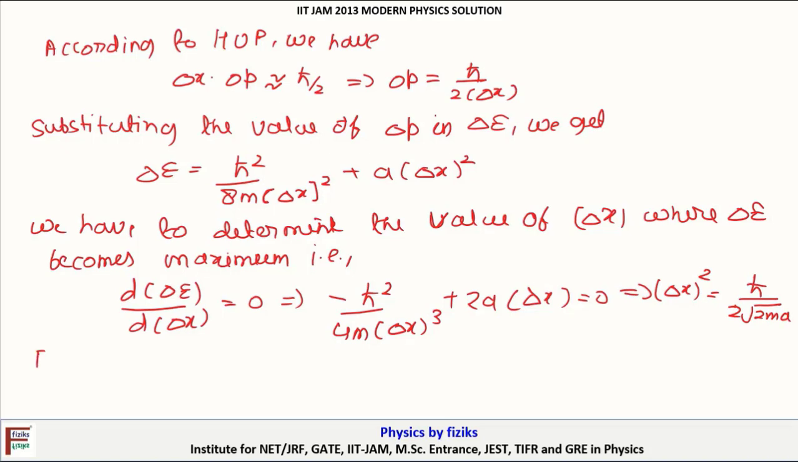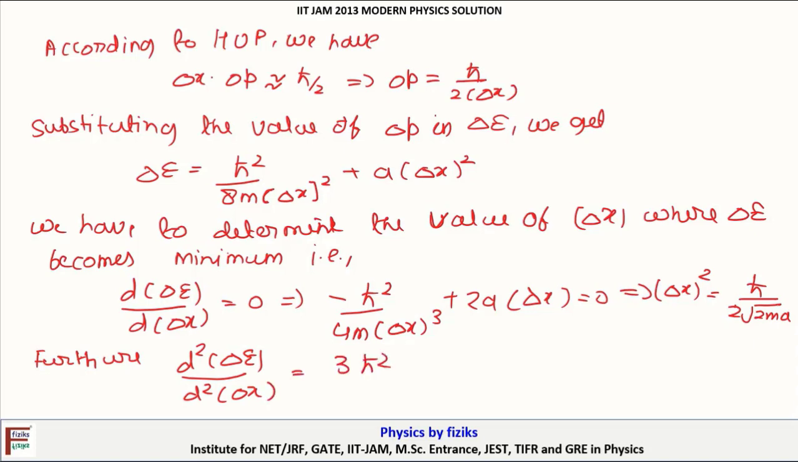Further, where energy becomes minimum. Here I have incorrectly written maximum; it is where energy becomes minimum. Further, if we take the double differentiation, d²ΔE/dΔx², we would have positive 3ħ²/(4m Δx⁴), which is greater than 0. That means energy is minimum.